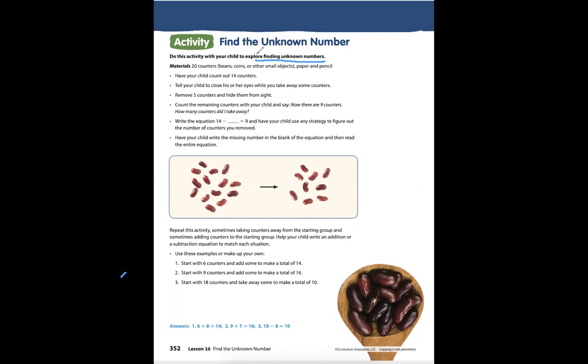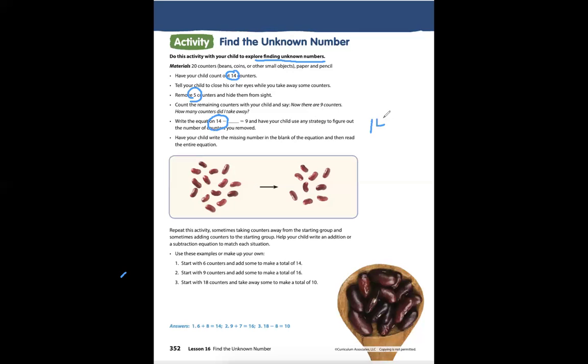The materials you would need would be 10 or 20 counters. You could do it either with a smaller amount or a larger amount, depending on where your child is. Okay, this one says have your child count out 14 counters. Tell your child to close his or her eyes, and then you take them away. Remove 5 counters, hide them so your child does not see them, and then have them count the remaining counters.